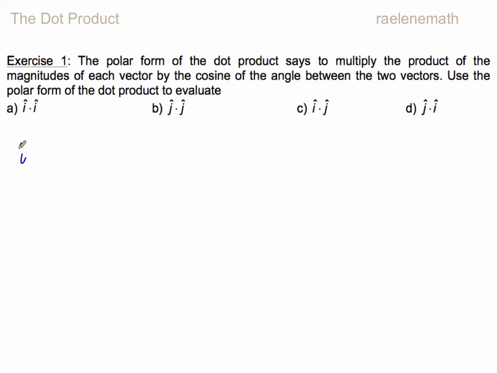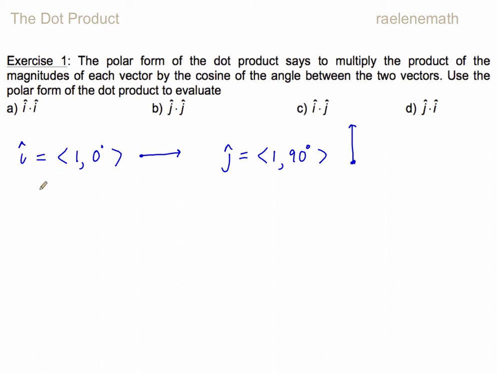First, let's remind ourselves what the i hat vector is. The magnitude of the i hat vector is 1, and the direction is 0 degrees. And if we sketch it, it looks something like that. Meanwhile, the j hat vector is also a unit vector, as we can see by the hat notation. It has a magnitude of 1 and is pointing in the direction of 90 degrees.